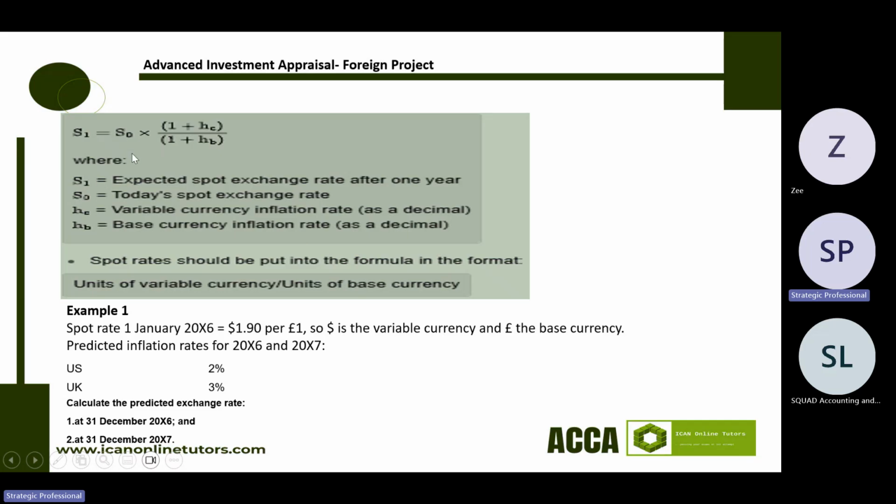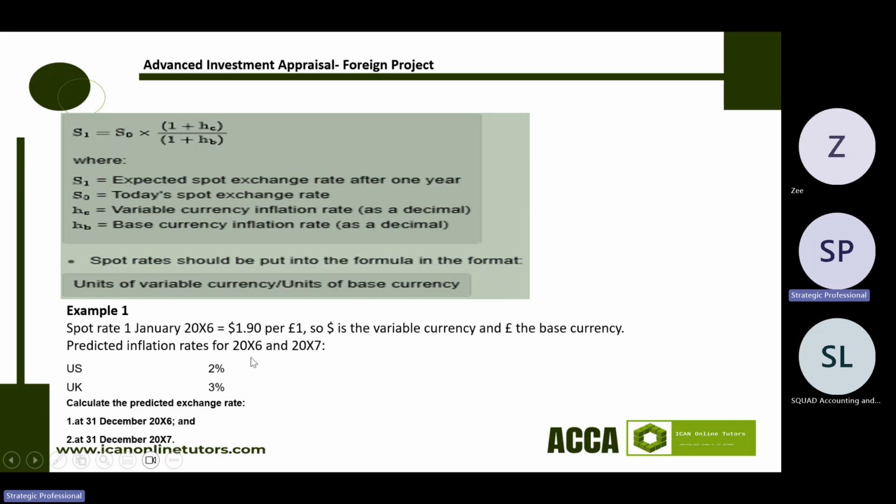I use today's spot rate multiplied by 1 plus the variable currency inflation rate as a decimal, and I divide it by 1 plus HB. HB means the base currency inflation. When we talk about the base currency, it means the base country, the home country, let me put it that way. And when we talk about the variable, it means the foreign currency. Spot rate should be put into the formula in the format: units of variable currency per unit of base currency. Thus, you can ignore this.